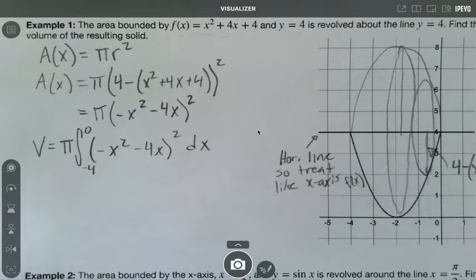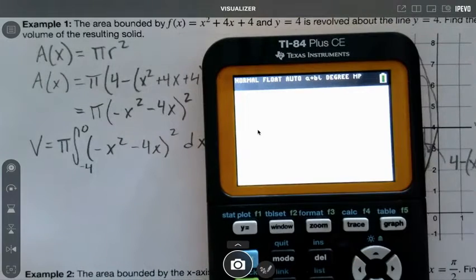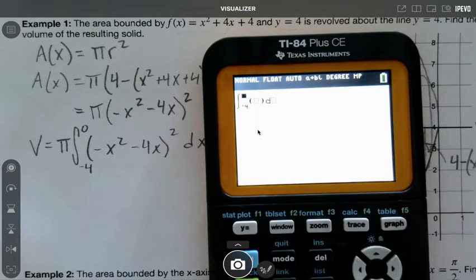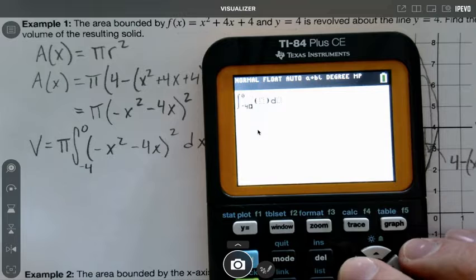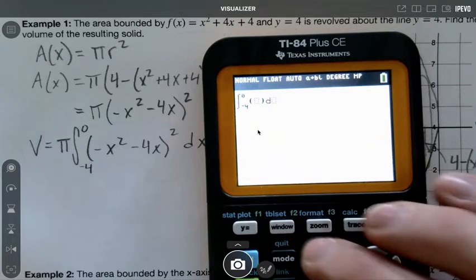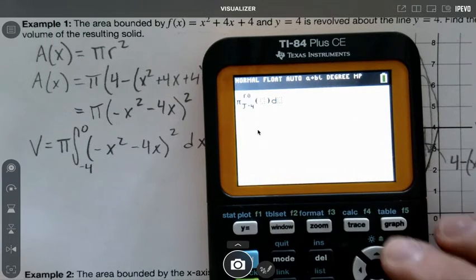All right. If I punch that into my calculator, I'm assuming everybody's good with this, but just in case, remember math button, option 9, we're going from negative 4 to 0. And should have inserted my pi.